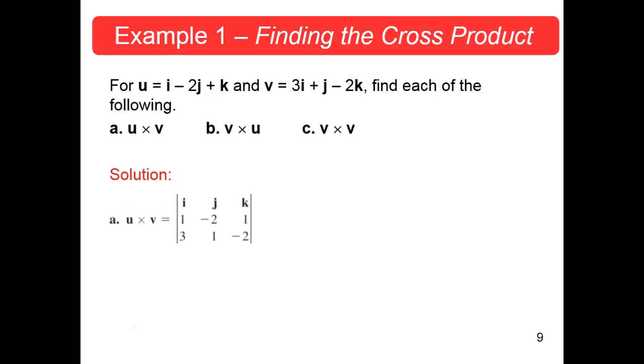They set up the vector determinant just like we did. I, J, K, 1, negative 2, 1, 3. Oh my goodness, 1, negative 2.